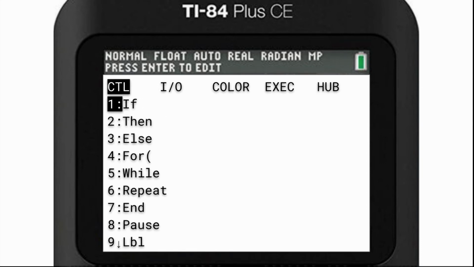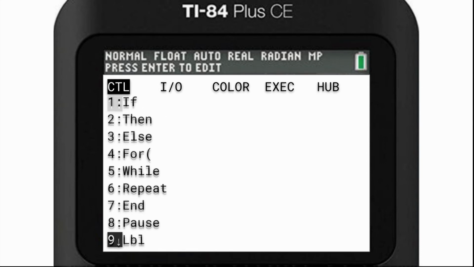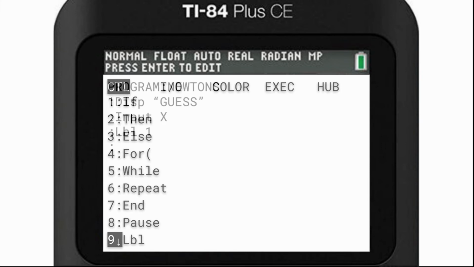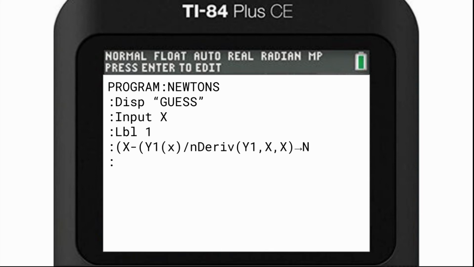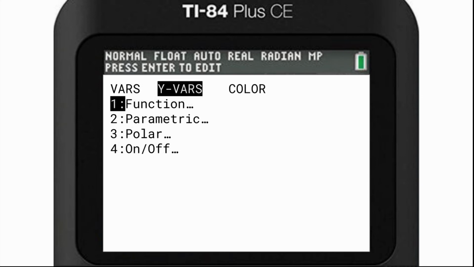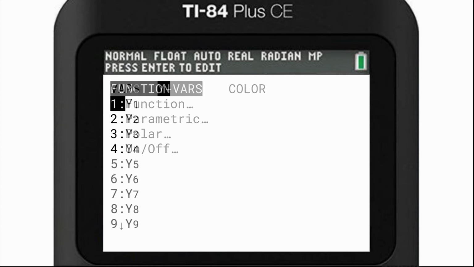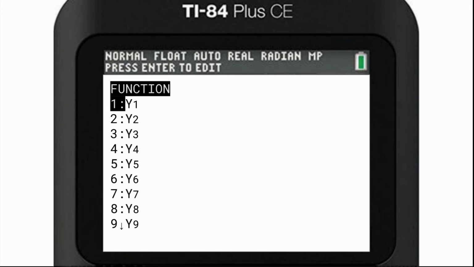Pressing Program, scrolling all the way down to 9 and labeling that as 1. Enter. Here is where we're going to type in the actual equation, which will start with x, which was our initial guess, minus parentheses y1, which you can find in vars, then scrolling to y-vars and inserting y1. This way you don't have to type the function every time, as long as you have the function inserted into your y1.